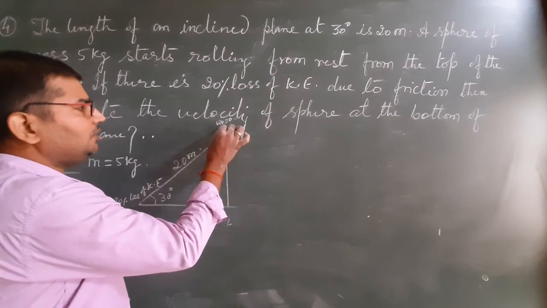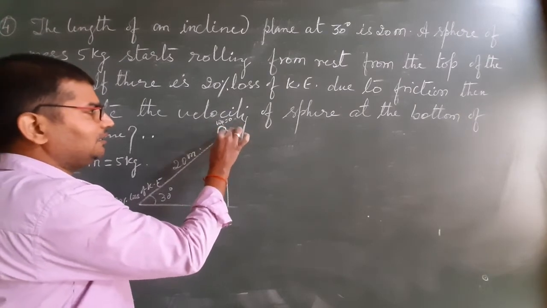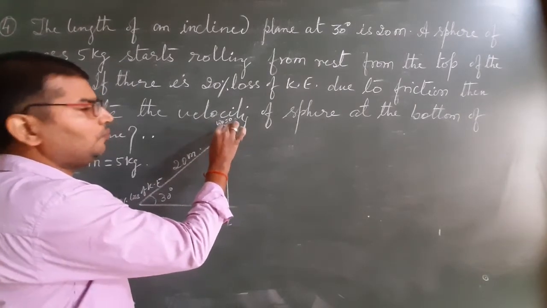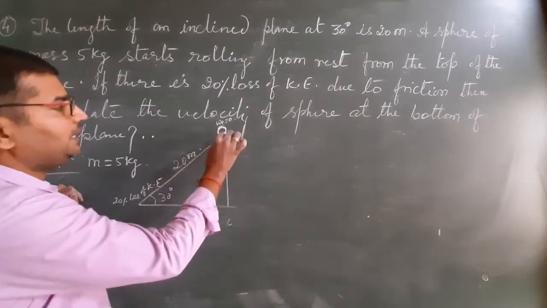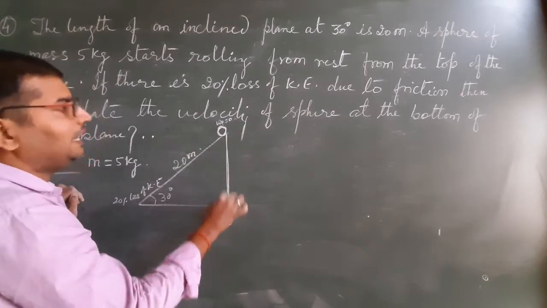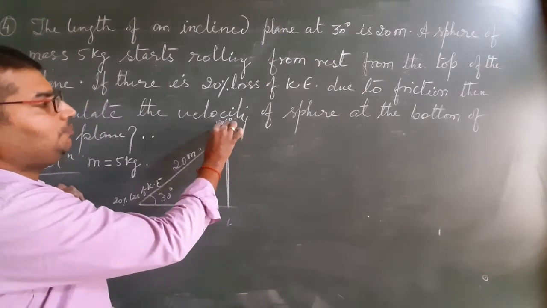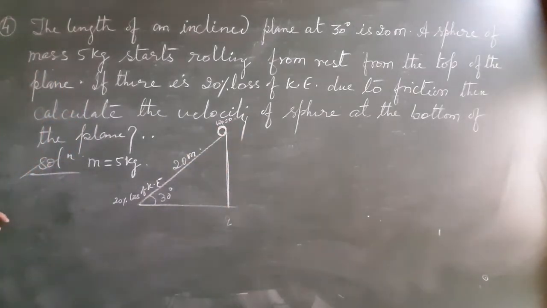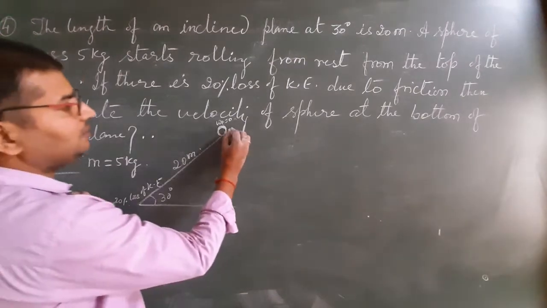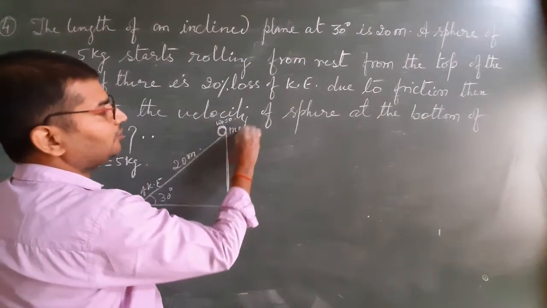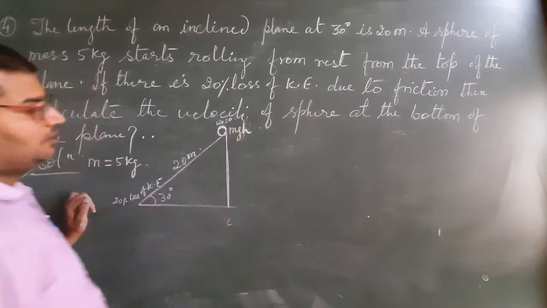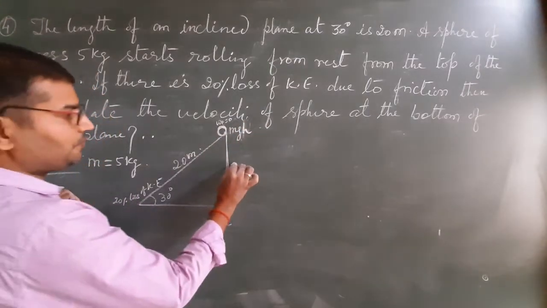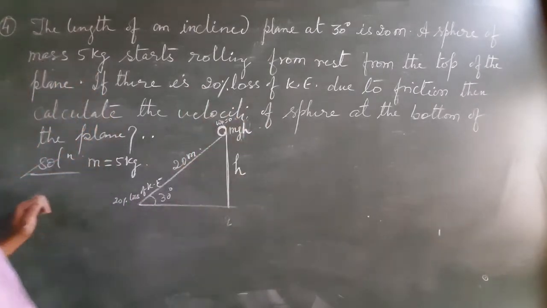Now first of all, we should observe why the ball is rolling. What kind of energy did the ball have at the peak point of this incline? This energy is actually potential energy, and you know, potential energy is equal to mgh. So first of all, we should find the height h.